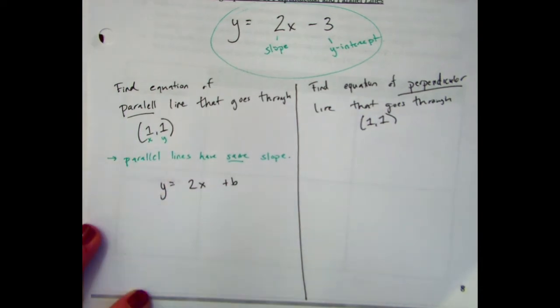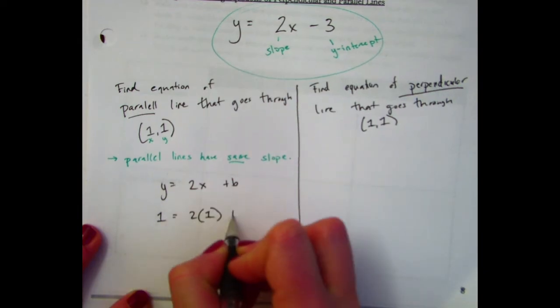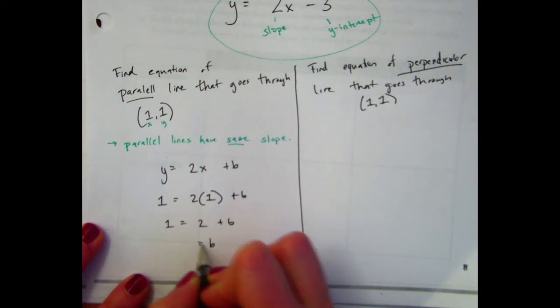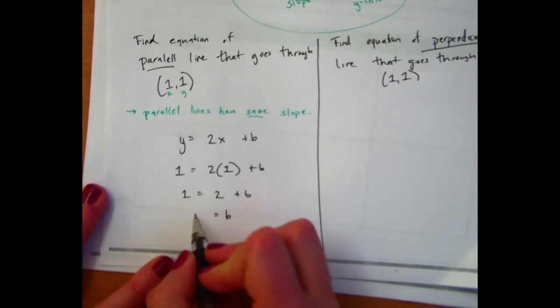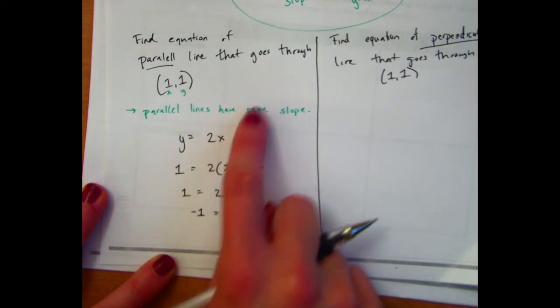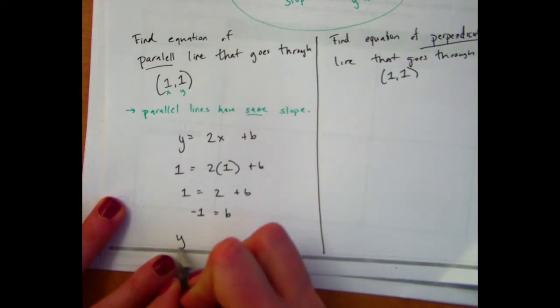Now I'm going to write my final line, y equals 2x, and then the b I just found, the y-intercept I just found, was negative 1. So there is my parallel line that goes through the point 1, 1. Same question, one particular line that goes through 1, 1.